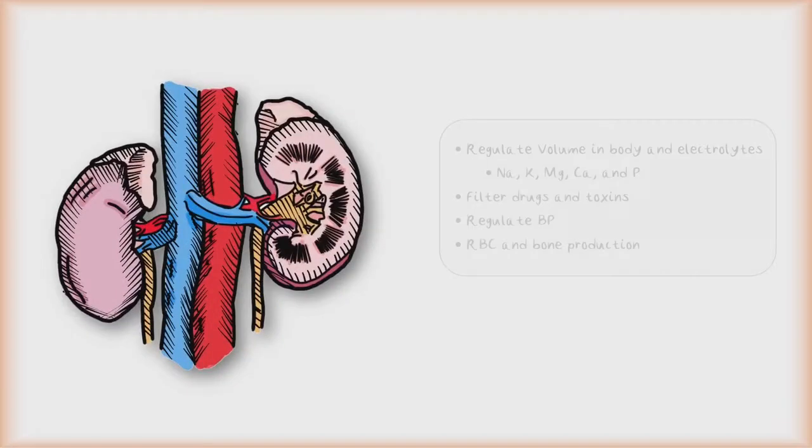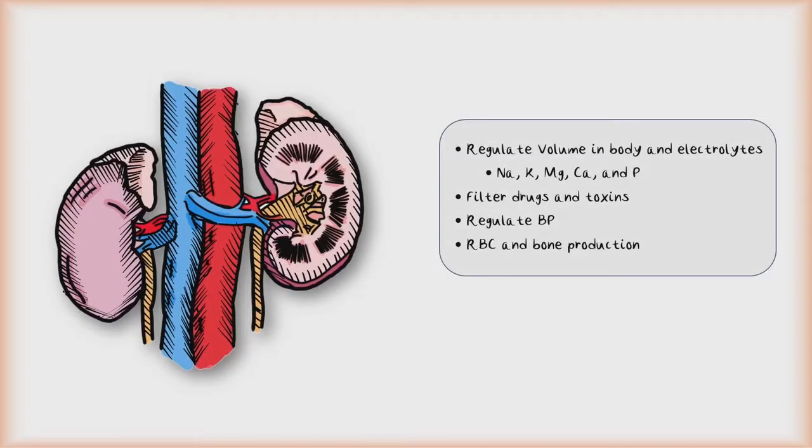The kidneys play an important role in regulating the volume of water in the body along with electrolytes such as sodium, potassium, magnesium, calcium, and phosphorus. The kidneys also filter drugs and toxins from the body. They also help with blood pressure regulation, and although I won't be going into this topic, it's good to remember that they do help with red blood cell and strong bone production.